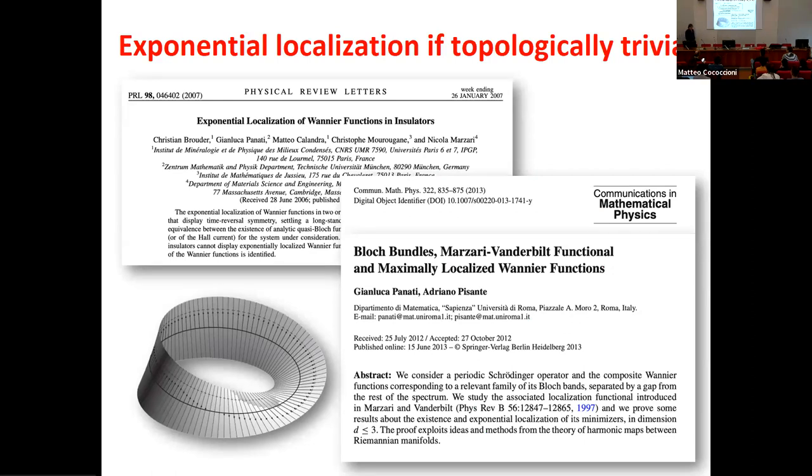One of the neat, maybe later results was really driven by Gianluca Panati, a mathematician at the University of Rome, and he was an expert on differential manifolds and topology. And he had proven some of the complex theorems that actually had to do with the Chern number triviality of what are called the Bloch manifolds, and basically he was able to prove that a sufficient condition to have exponential localization, say in a three-dimensional system, was that the Chern number was equal to zero.